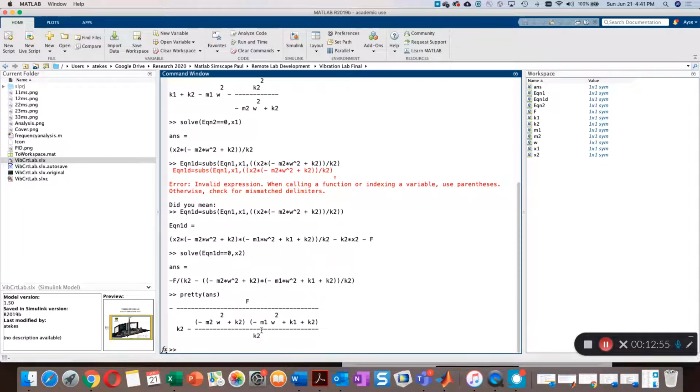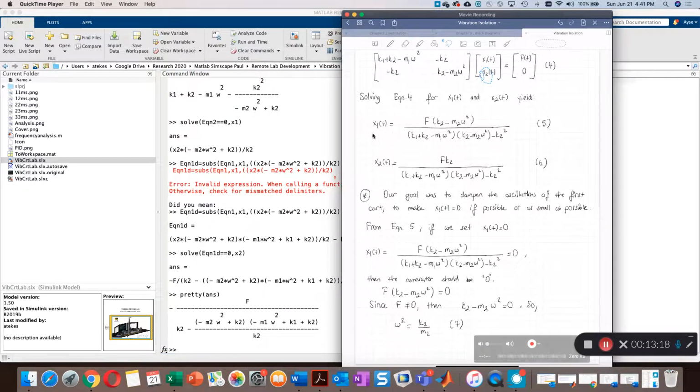So this is going to be actually F times k2. You can flip this and expand this k2 by k2, so this is going to be k2 squared. And there's a negative sign, you can distribute it to the denominator if you want. So I just wanted to show you can still solve this problem by hand, but this is how I solve it in MATLAB.